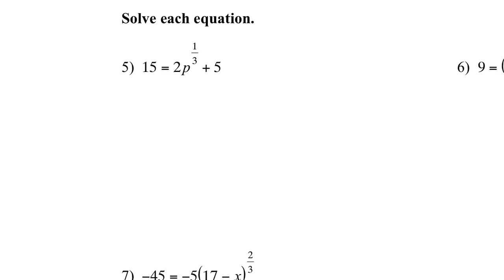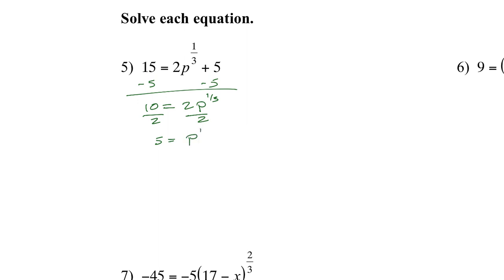See down here, right? First of all, again, remember that this is the same as the cubic root. So I'm going to solve for p. I'm going to start by subtracting 5. So I got 10 equals 2p to the 1/3. Then I'm going to divide by 2. So I got 5 equals p to the 1/3. And again, the opposite, I'm going to cube on both sides, right? Because remember that p to the 1/3 is the same as the cubic root of p. So that means that p equals 125.